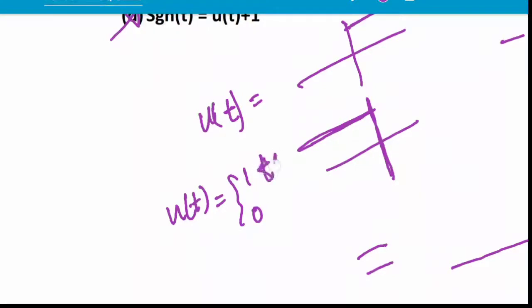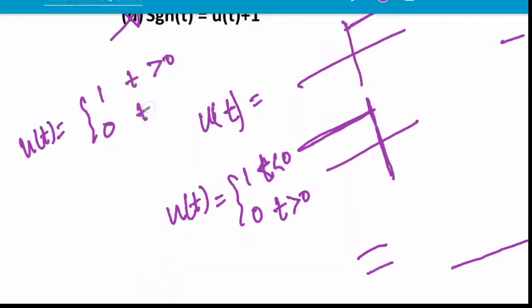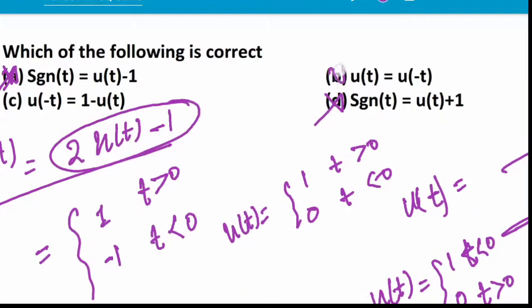u of t is 1 for t smaller than 0, and for t greater than 0 this is 0. And u of t is given as 1 for t greater than 0 and 0 for t smaller than 0. So here option C is the correct answer, that is u of minus t is equal to 1 minus u of t.